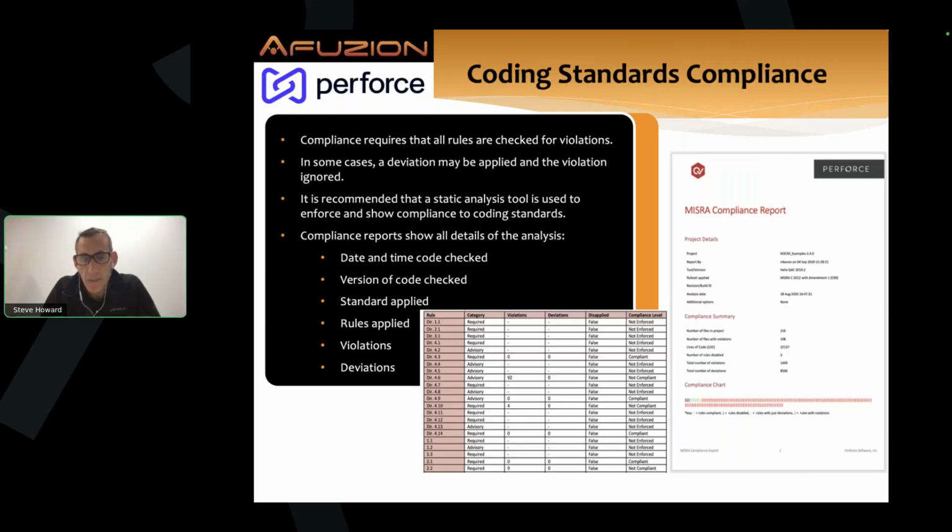And a deviation would then give us an acceptance of a certain instance, or particularly an overall rule. And once all of that's calculated, we will have for the standard a compliance level for each one of those rules, and therefore a compliance overall as well. So all of that information is generally captured in what we call a compliance report. The beauty of static analysis tools is that they can produce these reports generally automatically as part of the whole process. So it makes it very easy to see that we're compliant or otherwise, and if we're not compliant, then to know why not.